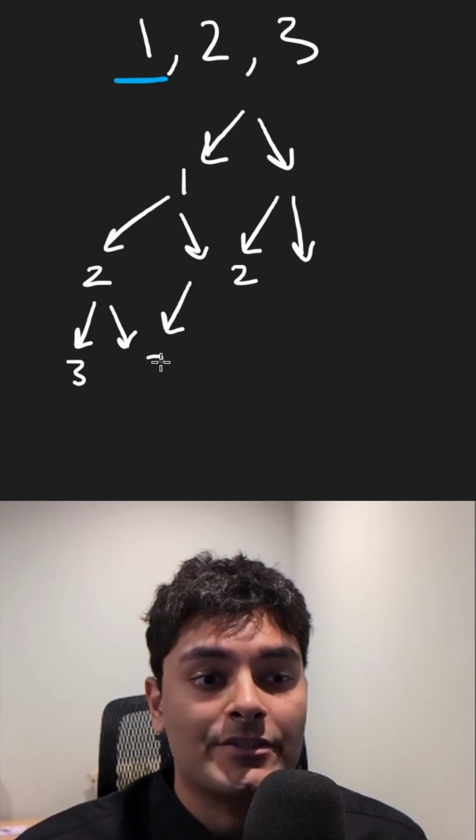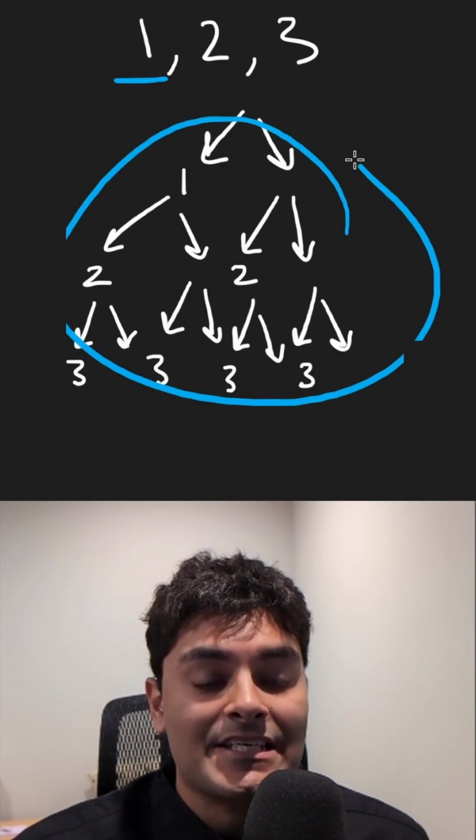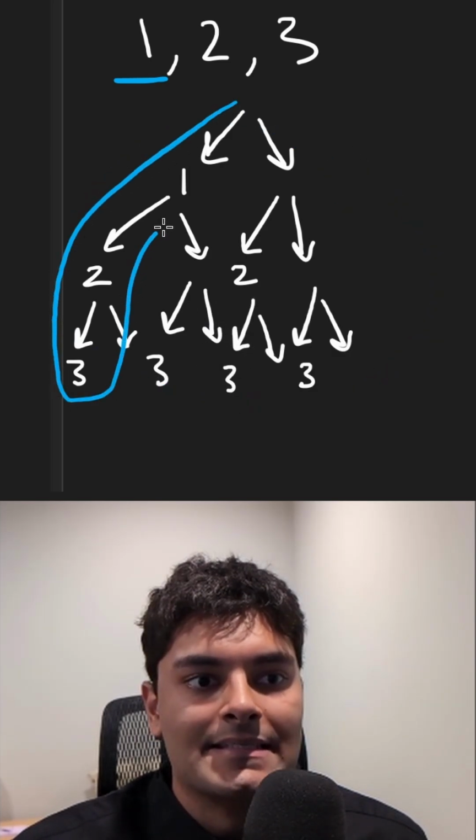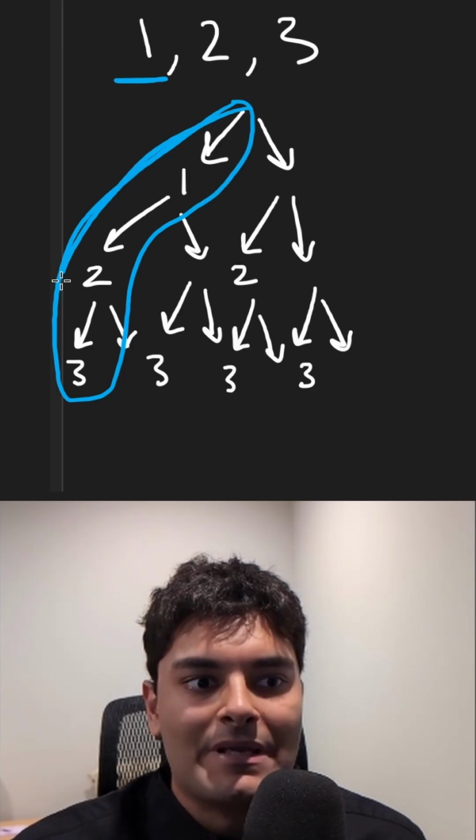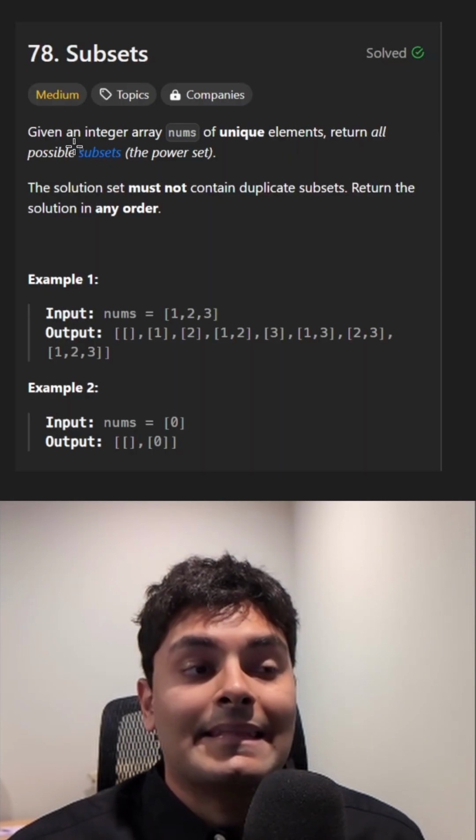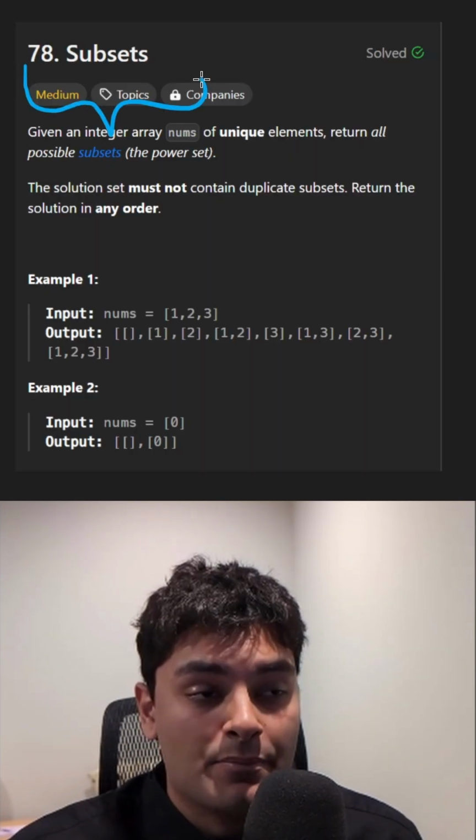One branch will be to include a number, the other branch will be to skip that number. With this decision tree, any path is considered a subset. You see that we have 8 paths total, and that's all you need to know to solve this Amazon interview question.